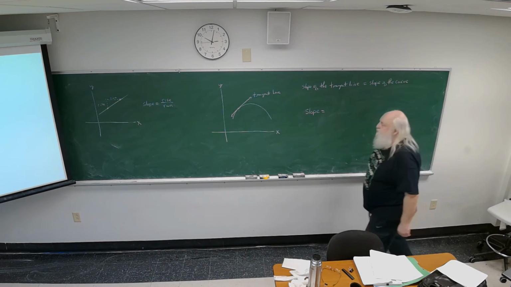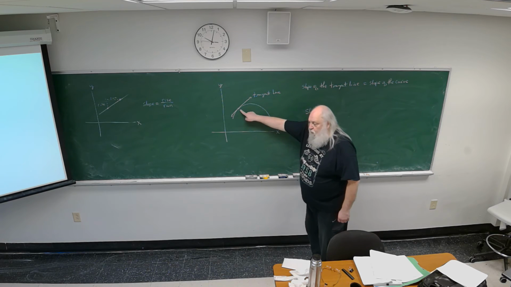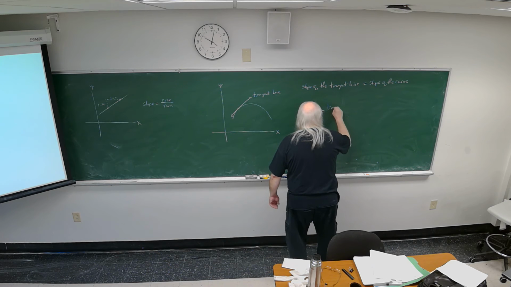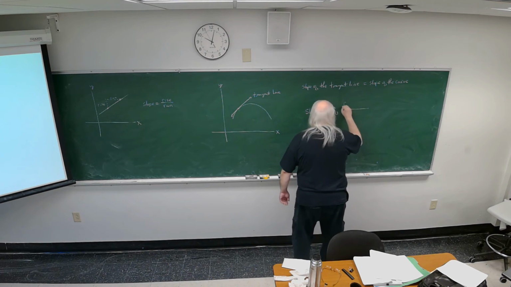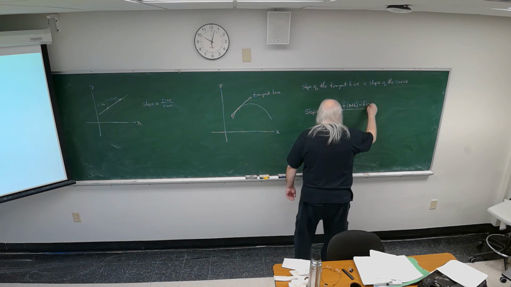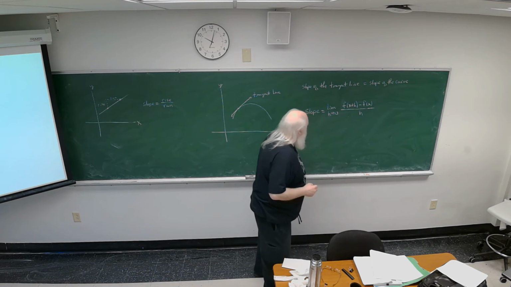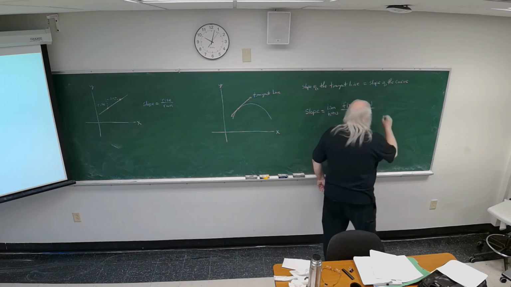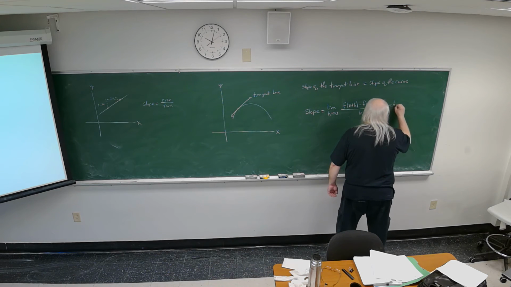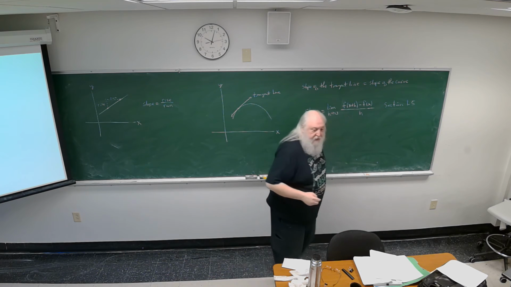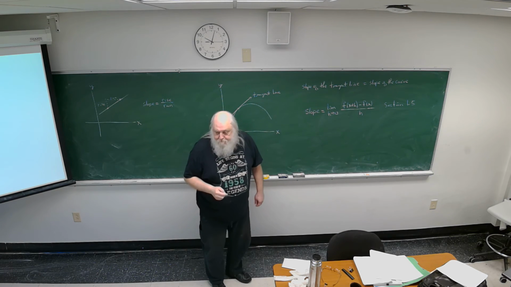Okay. Well, the slope of this curve at this point of tangency is equal to the limit as h goes to 0 of the difference quotient, f of x plus h minus f of x over h. So we're back in section 1.5 now, calculating limits. Okay?